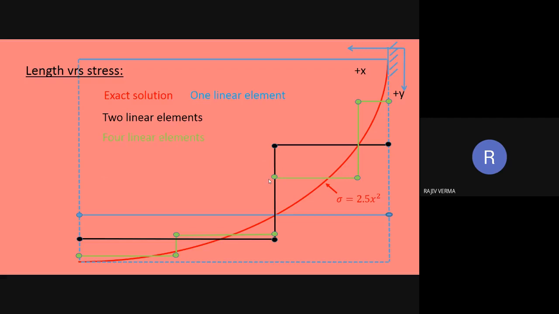And as you further go on refining the domain, what you are going to get is stress discontinuity distributed over the entire domain, but these discontinuities are going to be of very small values. So this is what you can interpret from the present graph.